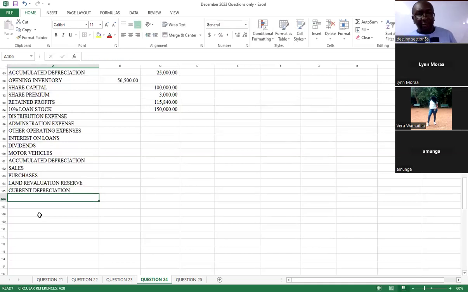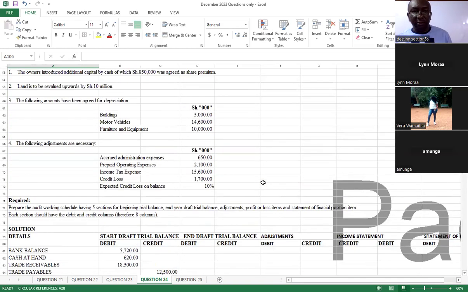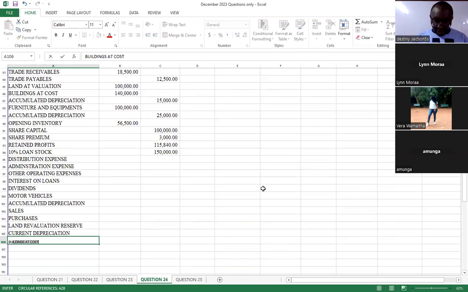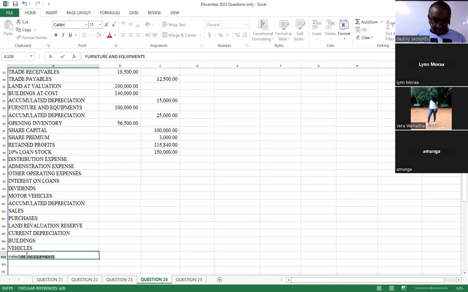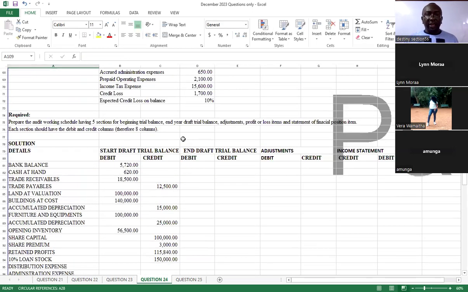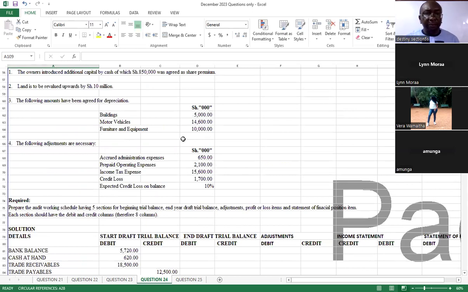So this current depreciation, wamepanga raini namna gani? Chanichukue tu buildings, vehicles, and furniture. So we have buildings. No, I do not want buildings at cost. Just wanted buildings. Then vehicles. Then furniture. And equipment. Yeah. So those are the amounts that have been given.